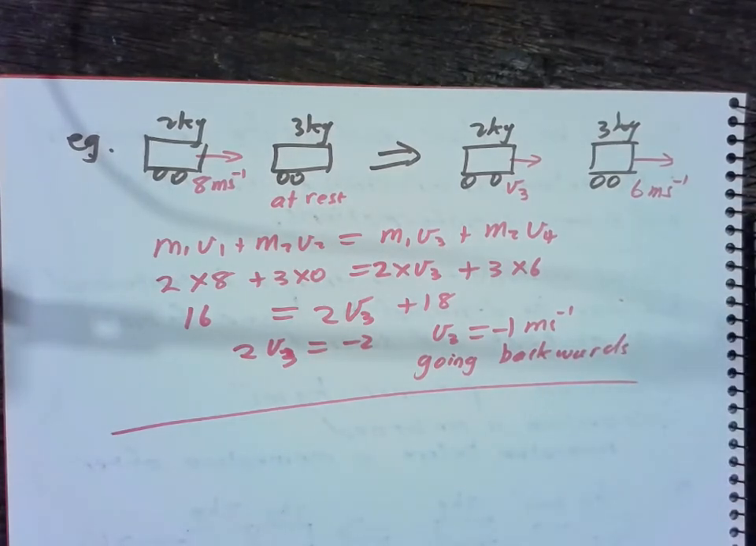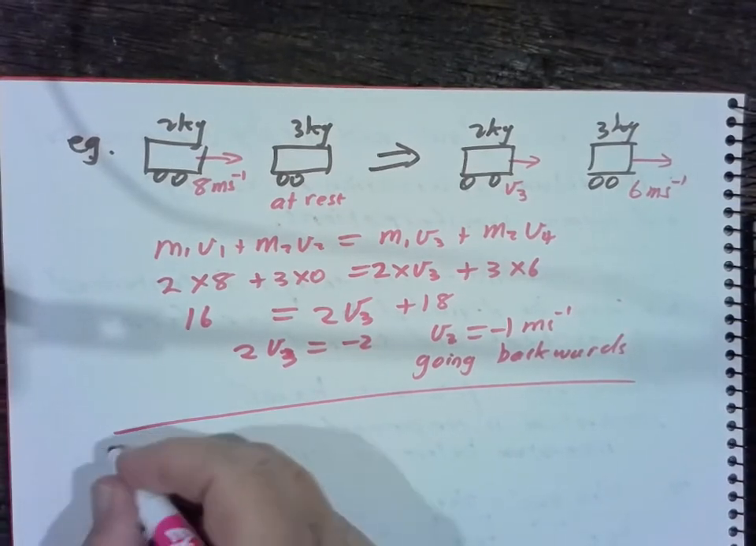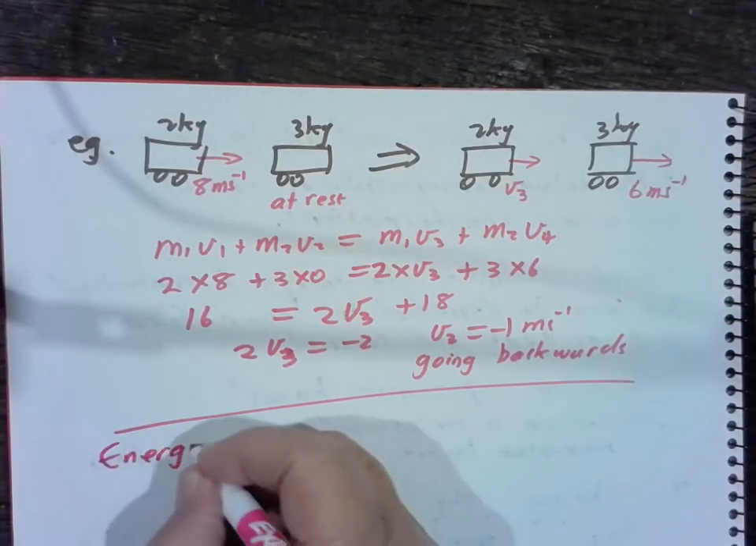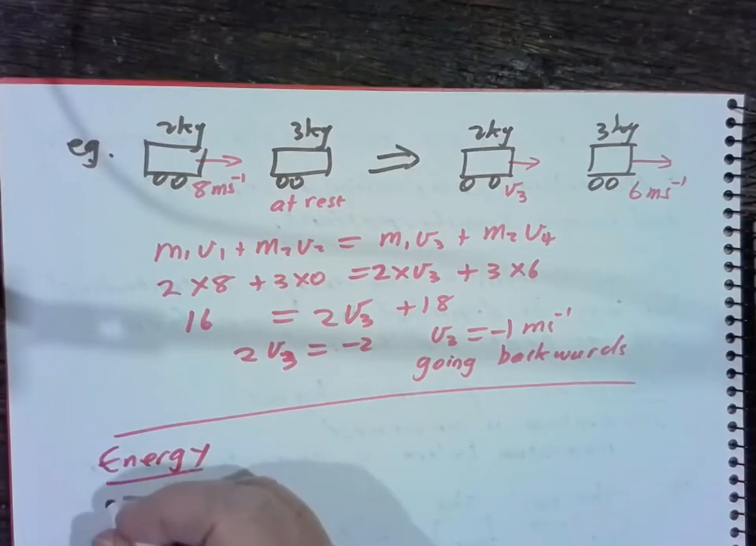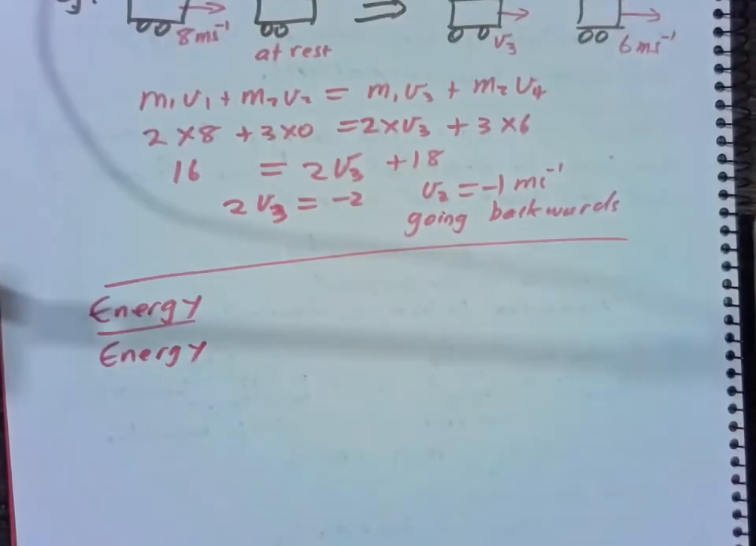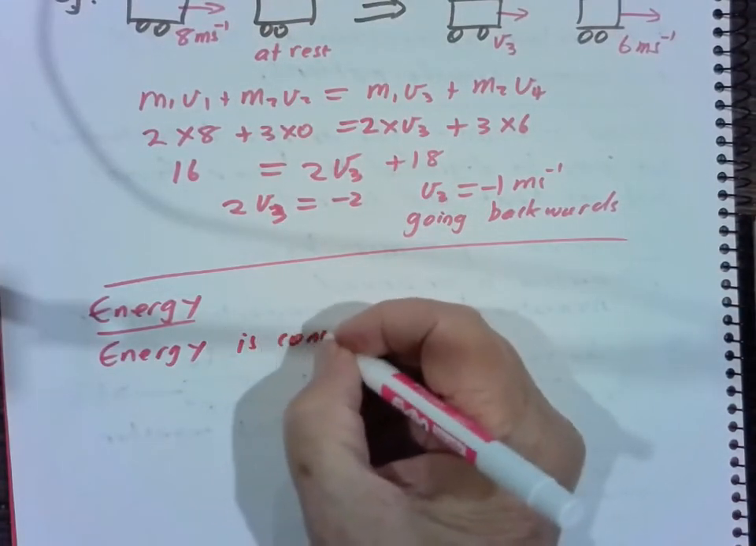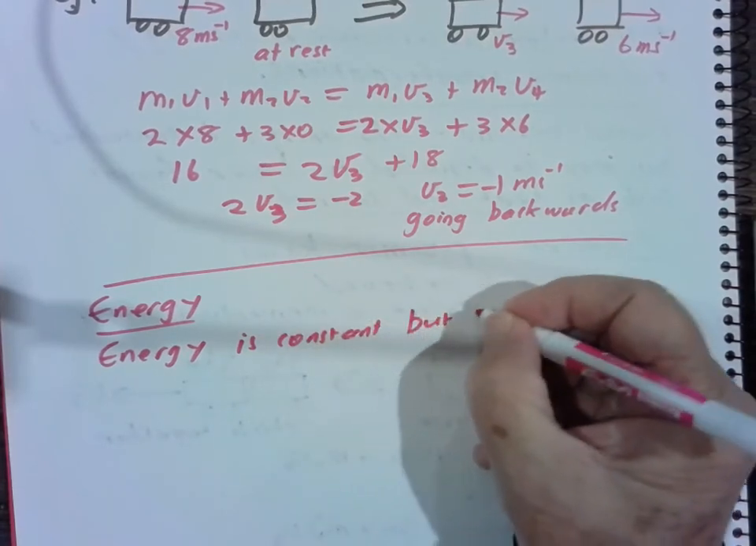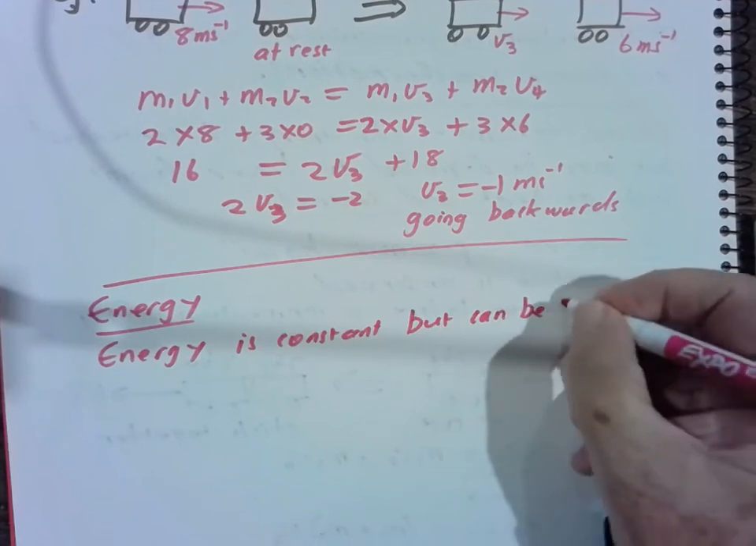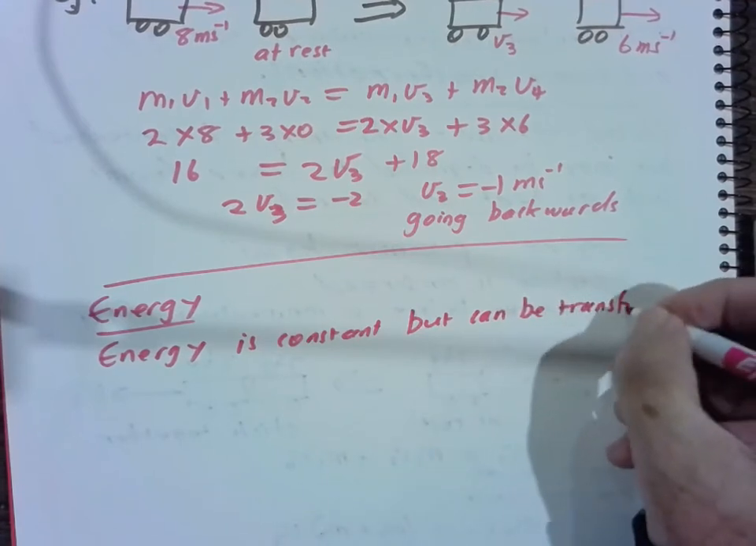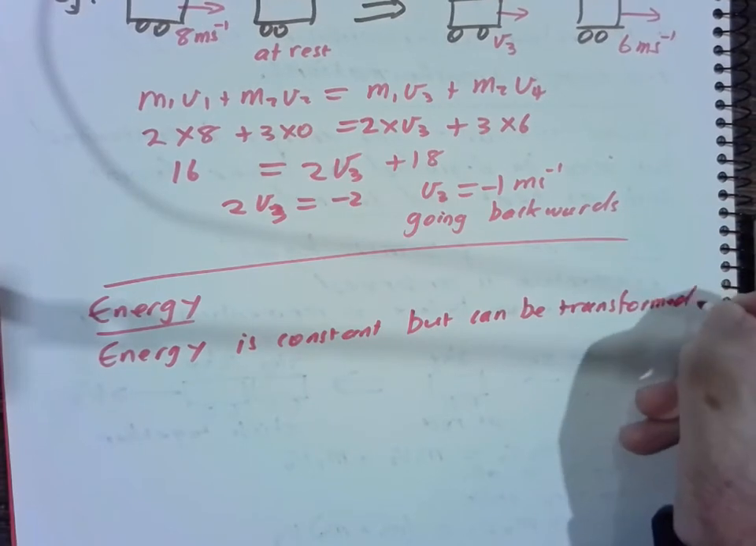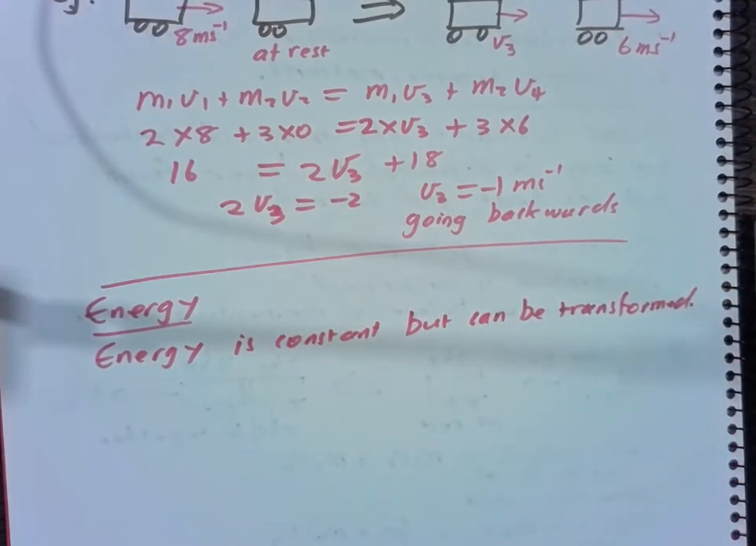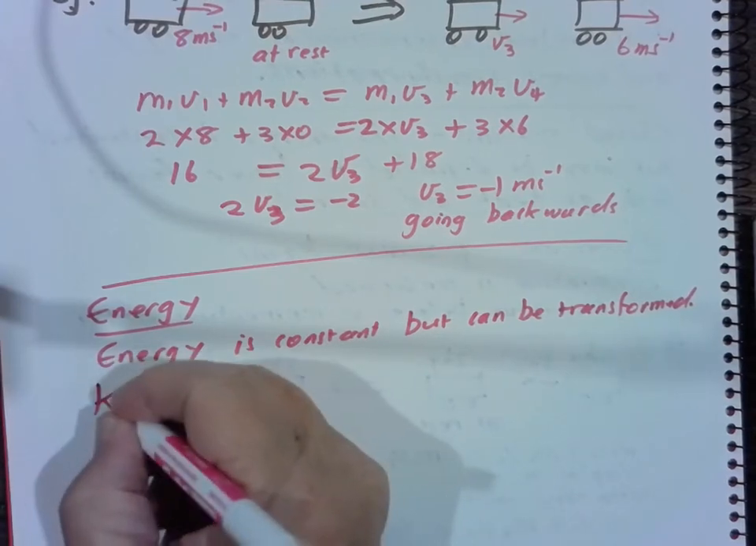Let's look at energy. Energy is constant, but can be transformed. So, even though it's constant, it can be transformed. Right, let's look at a kinetic energy example.